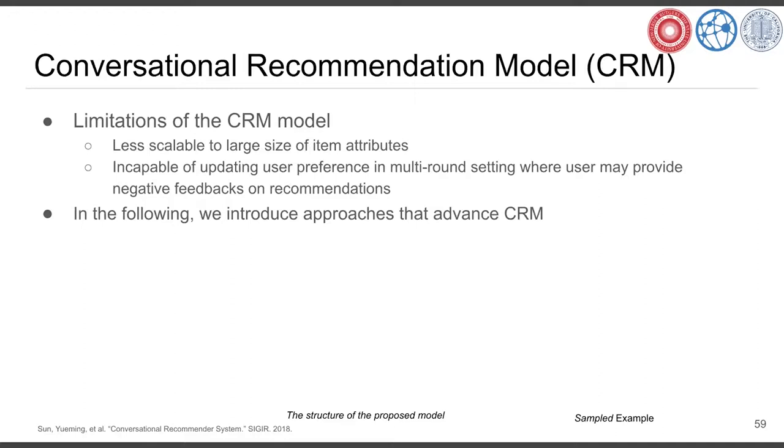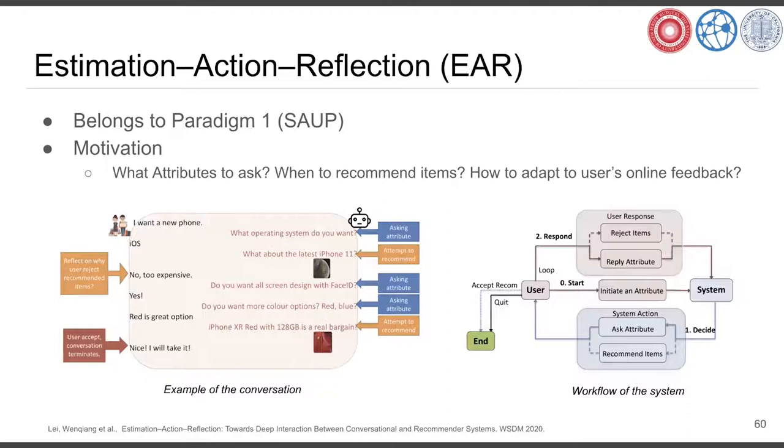And the more advanced approach based on this one has solved these limitations. This work is Estimation, Action, and Reflection, which was accepted by WSDM this year. It focuses on solving the 3 core questions: in each conversational turn, what attribute to ask the users, whether it's the correct turn to recommend the items to the user, and how to adapt to the user's online feedback.